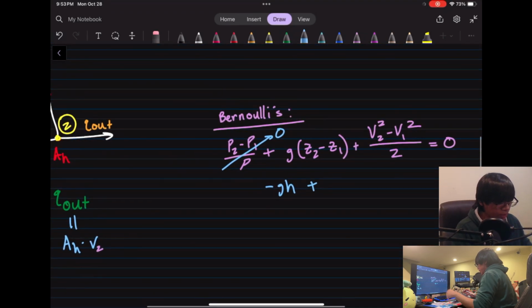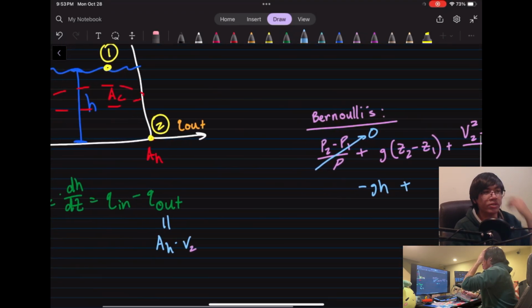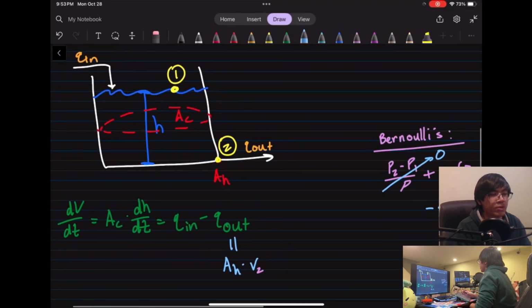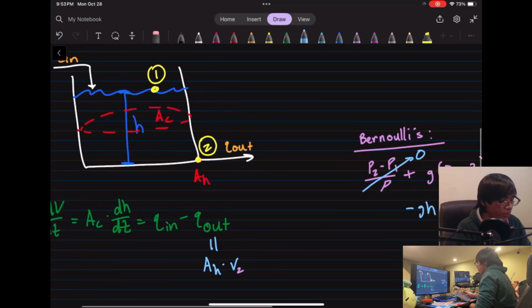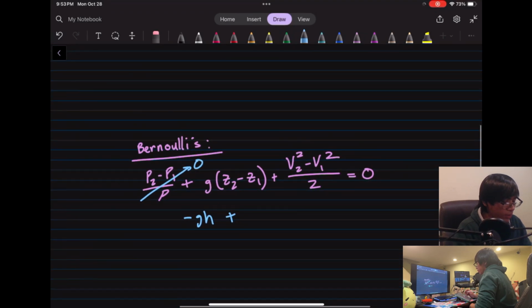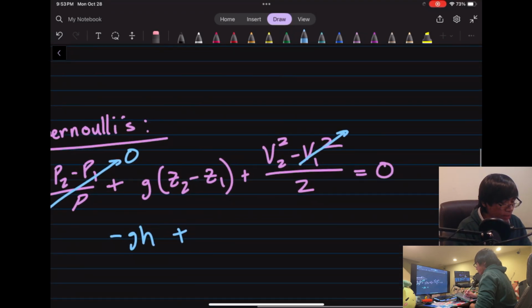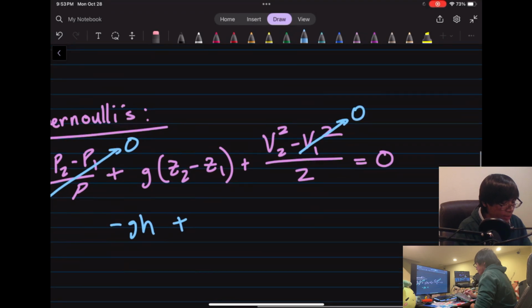We determined that the cross-sectional area of the tank was much bigger than the cross-sectional area of the hole. So we assume that the velocity change in the tank, how it's changing from those heights, is relatively small. So we just say that's 0.